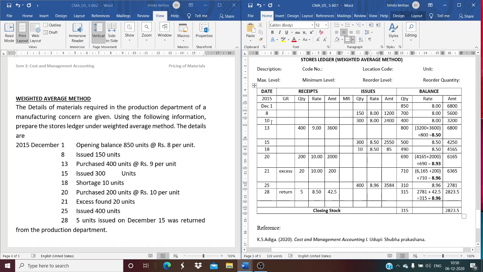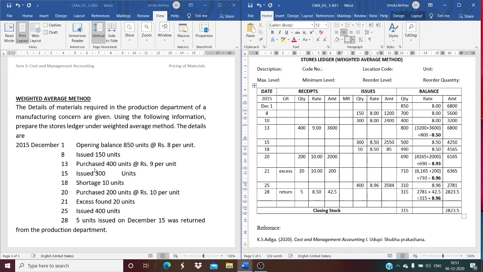And again on 10th, 300 units are issued. There is only one lot here, that is the 700 units. From 700, 300 units are given. 300 at rupees 8, 2,400. So what is remaining is 400 units at rupees 8, 3,200.